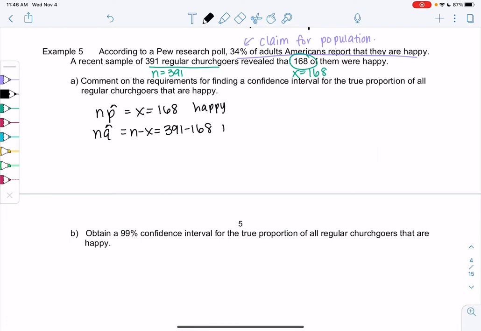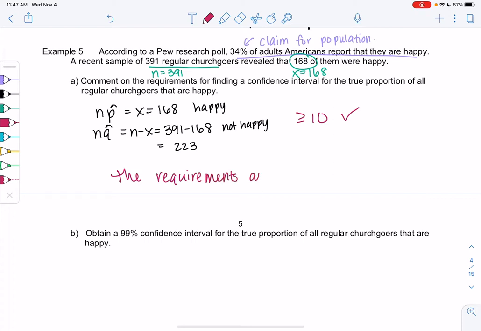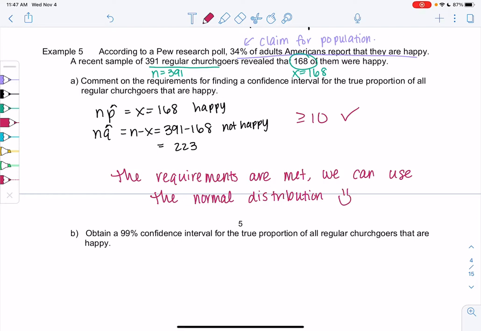So it's basically who's happy, who's not happy. 391 minus 168 is 223. All we care about is that both of these numbers are at least 10, so the requirements are met. We're allowed to use the normal distribution. If we can't use the normal distribution in real life, we would collect more data. In stats class, we might just do it anyway to get practice, but you really shouldn't do it if the requirements aren't met.